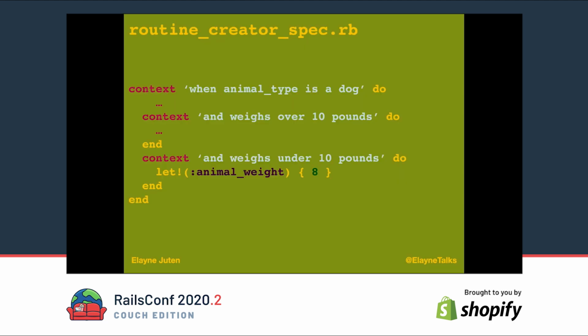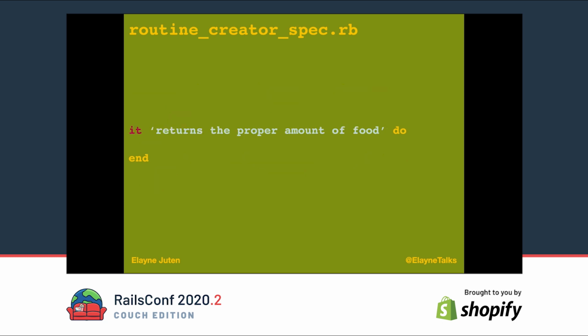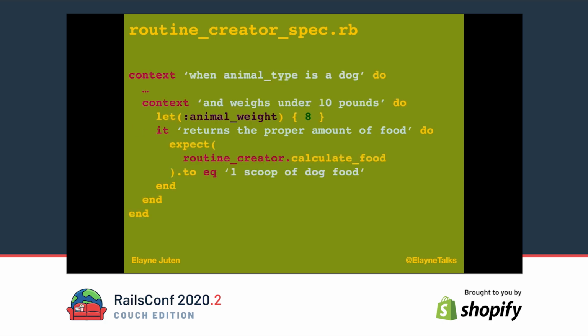So going to our tests, we're going to set it up just like we set up "and weighs over 10 pounds," but we're going to have a context that says "and weighs under 10 pounds." Again, we're going to set the animal weight to 8 pounds, just for testing purposes, and we're going to create our it. It's the same as over 10 pounds. It's going to return the proper amount of food. Then we're going to add our expect. Okay, we expect the RoutineCreator calculate food method to equal 1 scoop of dog food.